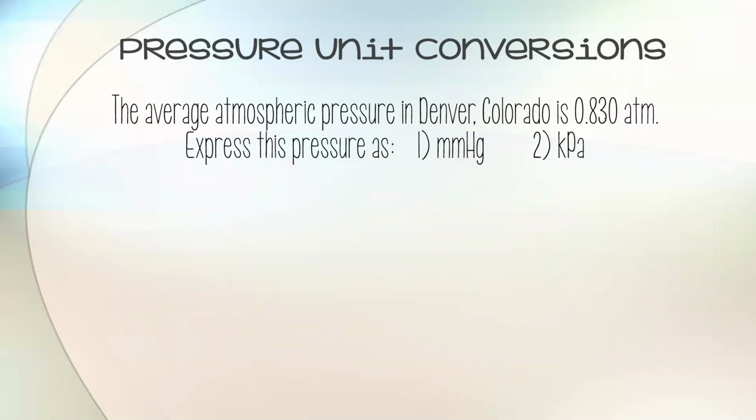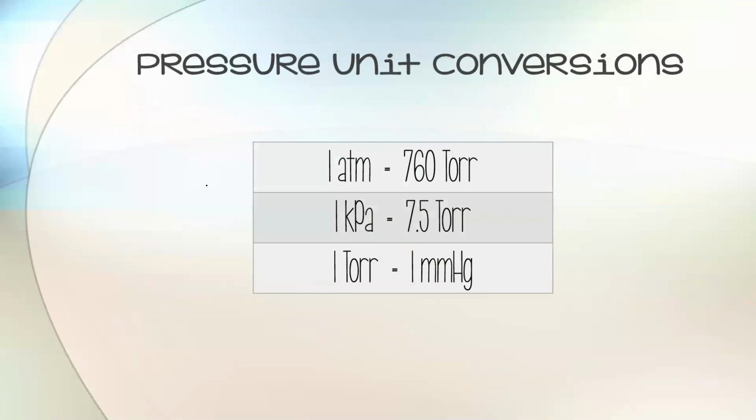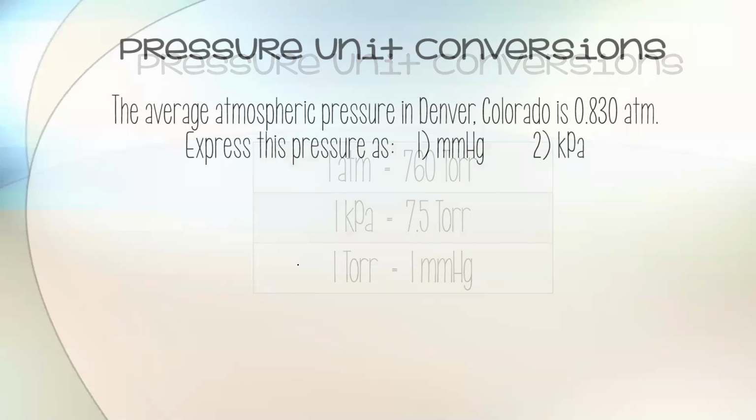So converting pressures. The average atmospheric pressure in Denver is 0.83 ATM. Express this unit as millimeters of mercury and as kPa. So for the first one, I need to go back to my chart. I'm going from ATM to millimeter of mercury. Well, notice there's nothing that says ATM to millimeter of mercury. So I need to use this one first, ATM to torr, and then I can go torr to mercury. So I need two conversions.